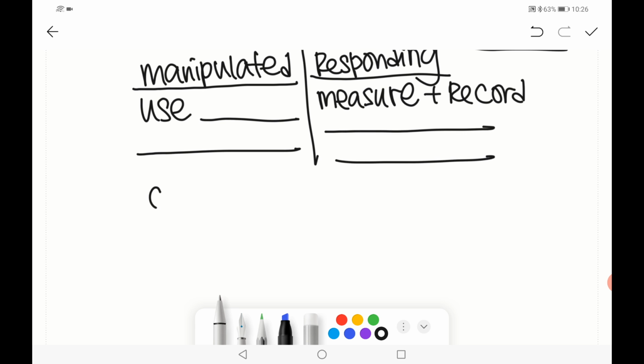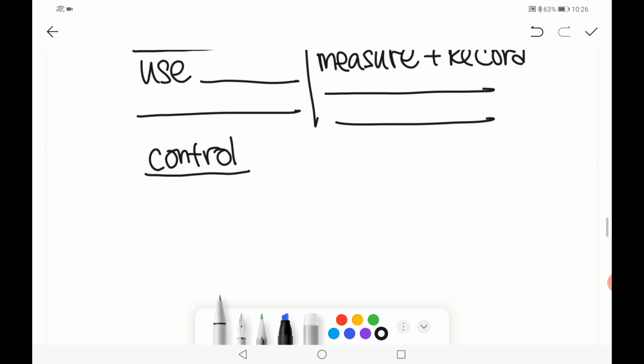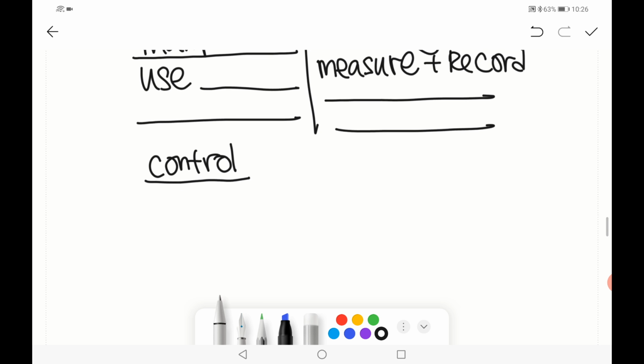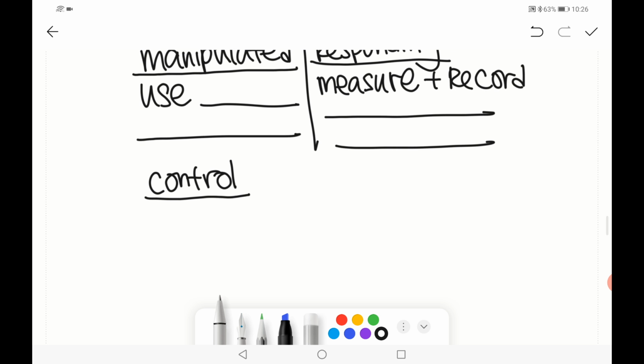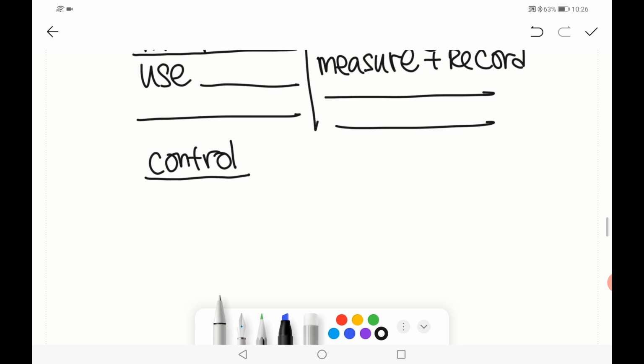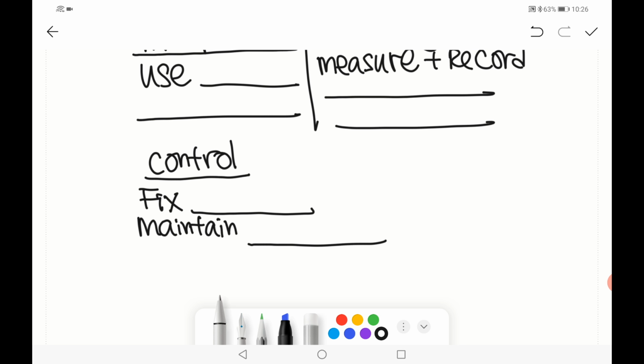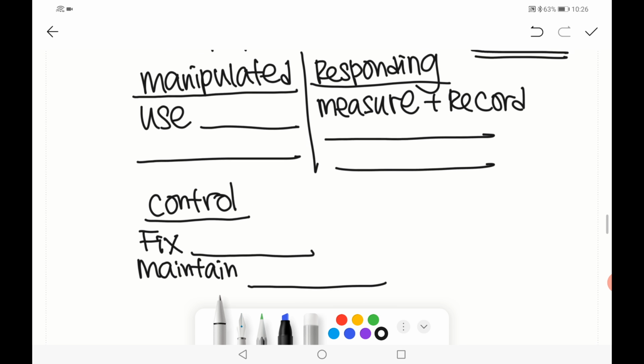The last one is your control variable. When you come to the control variable, it is something you need to fix. So when you want to fix it, it's better for you to use these words. The first word you can use is "fix". Fix something. Or the second word you can use is "maintain". Maintain something. So these are some of the keywords that you have to be careful with.